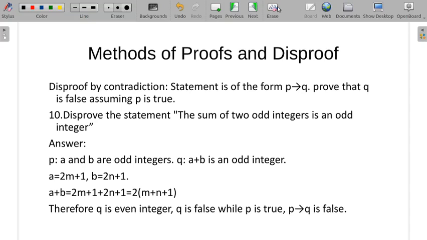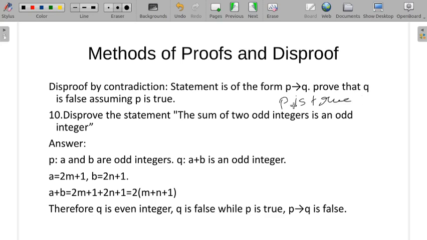Disproof by contradiction. Till now we have proved; now we have to disprove that P conditional Q is true. So we will start with P. We assume that P is true, and we prove that Q is false. So P conditional Q becomes false.